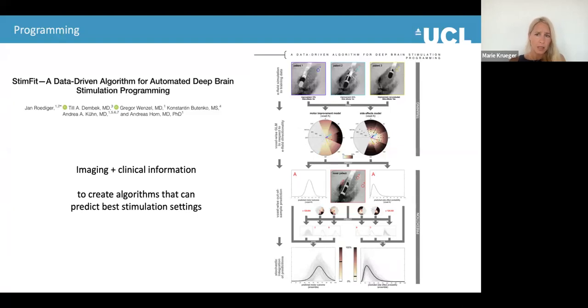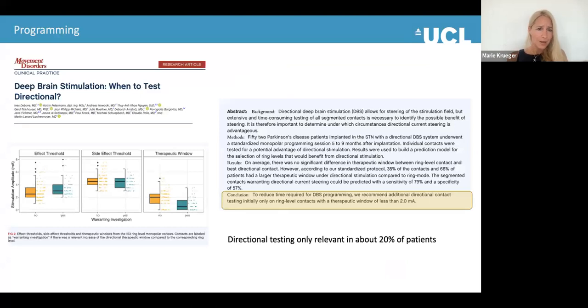This is really amazing work, I think. I think this is the future, but we're still quite far away from it, at least most of the centers, including us. We're using imaging, but we're not feeding algorithms or programs with it yet. The other paper that I really liked is this one from Bern, because they looked at it from a different angle, and they were actually asking the question, do we need to do this directional testing in everyone? And their conclusion was actually that you don't have to do that.